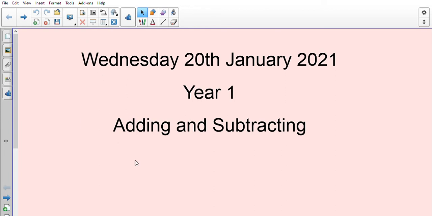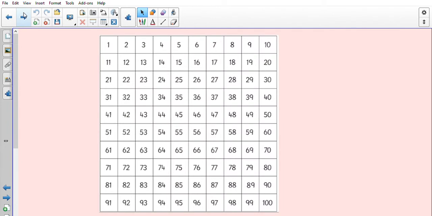Hi, year one. We're going to be doing some more adding and subtracting today. But first of all, we're going to do some counting to warm our brains up. We're going to count in tens to start with. So we're going to go all the way down our tens column together. Off we go. Starting on 0.